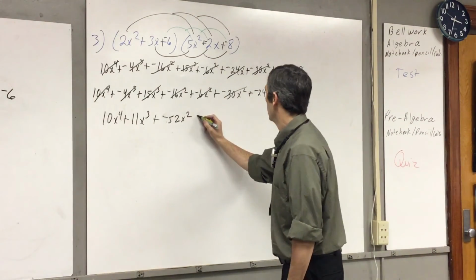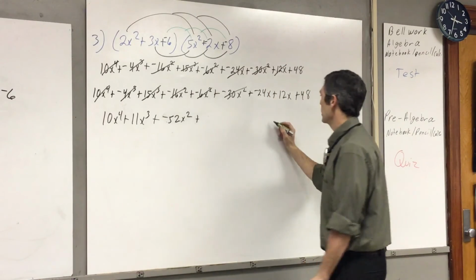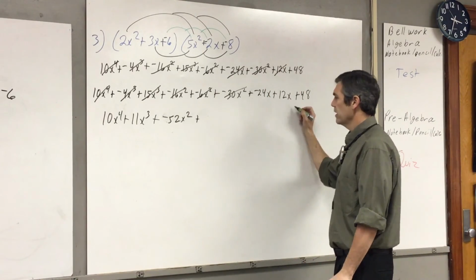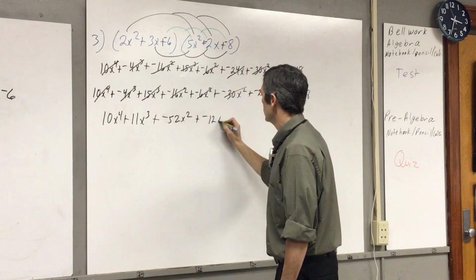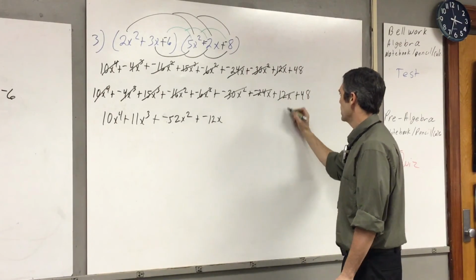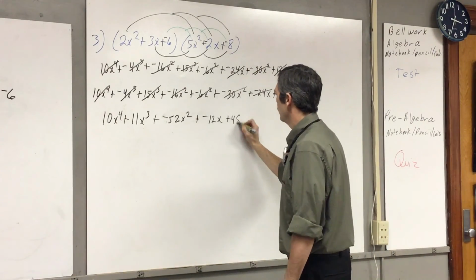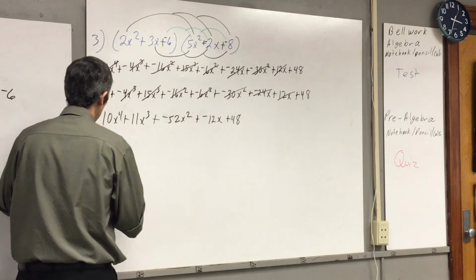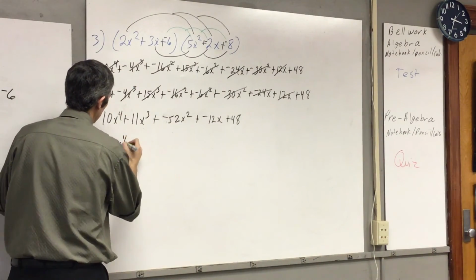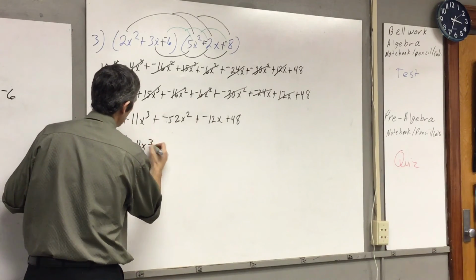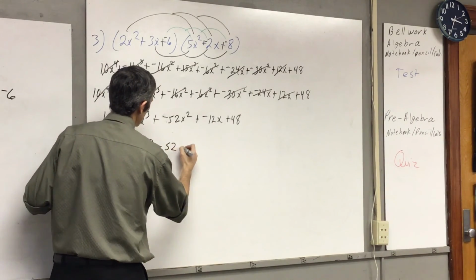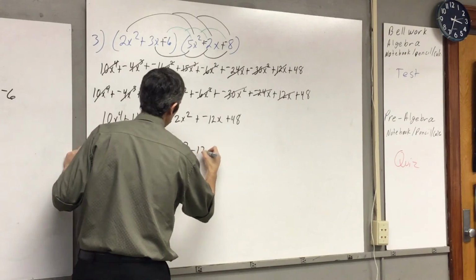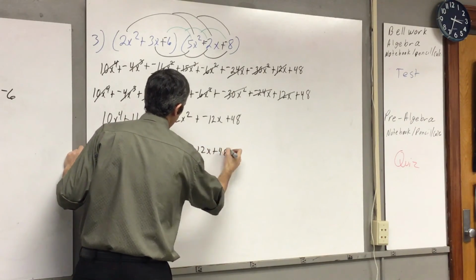Okay, plus, and then I got negative 24x plus 12x, negative 12x right there, there's that, plus 48, and we have it written out. The other way that you could see it is this, 10x to the fourth plus 11x to the third minus 52x to the second minus 12x plus 48.